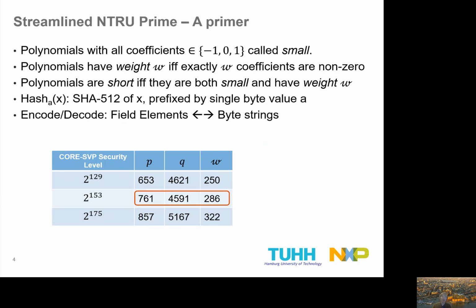We will use Hash_a of x to denote the SHA-512 hash of x prefixed by the single byte value a. The encode and decode functions are simply a transformation of field elements to byte strings and vice versa. Below, you can see the round 2 parameter sets with values for p, q, and w, as well as the corresponding security strengths. All numbers in this presentation will refer to the p equals 761 parameter set.